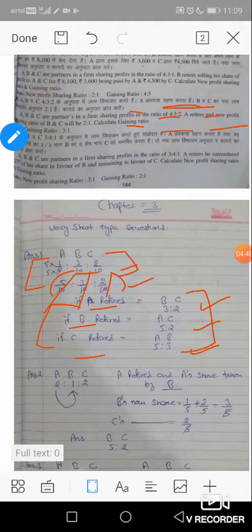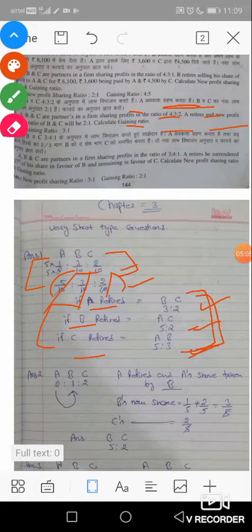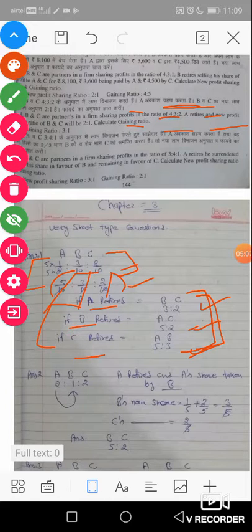In this situation, if we get no information about the new ratio or gaining ratio, then the new ratio is treated as the gaining ratio. 3:2 is the new ratio and gaining ratio, 5:2 is the new ratio and gaining ratio, and 5:3 is the new ratio and gaining ratio of A and B, B and C, A and C in all these cases.